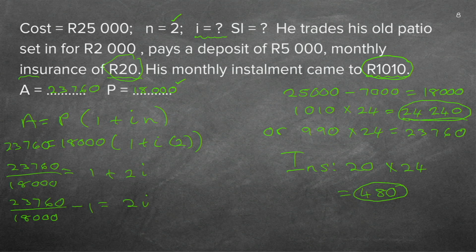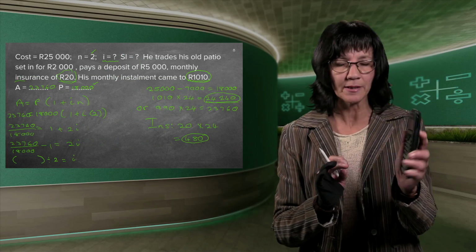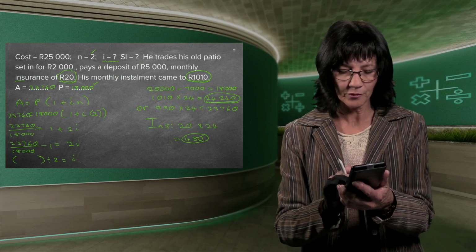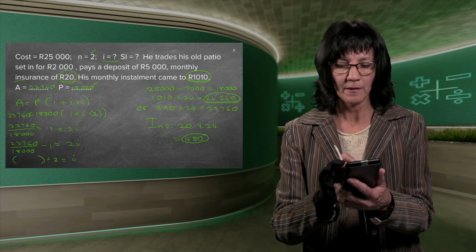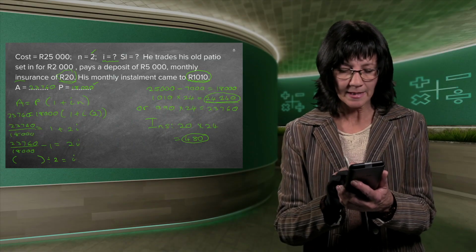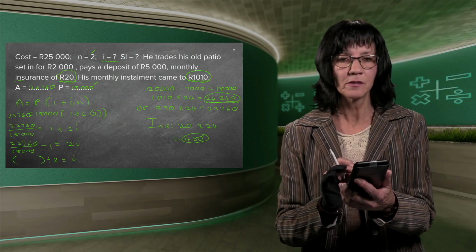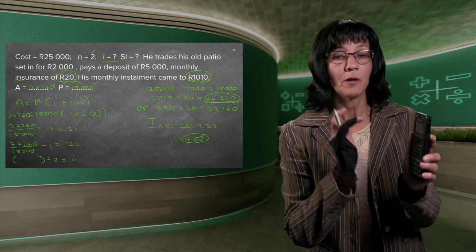So I'm going to do that, and I'm going to write that whole thing divided by 2. I'm not going to fit it in there, so you'd have it in front of you. I'm just going to use it as it is there. I'm going to use the fraction button because it's easier. 23760 over 18,000. And then be very careful.